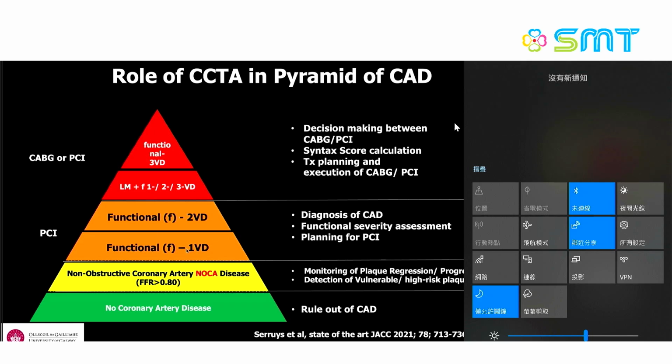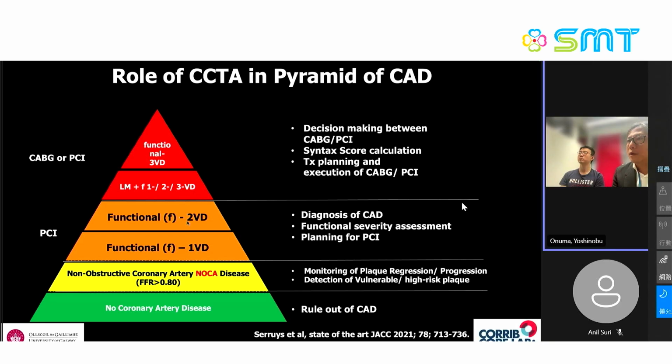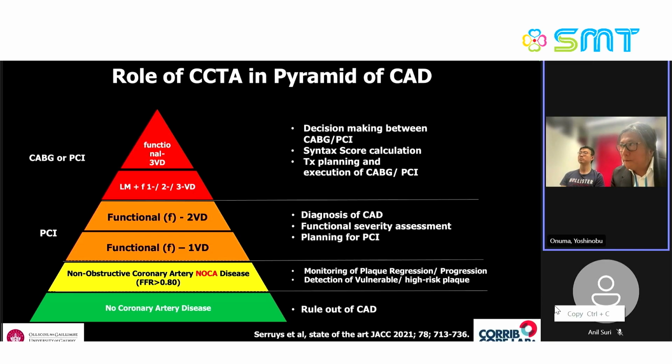Then we have one-vessel disease and two-vessel disease, the population that is the target of PCI. Of course, you can use CT for the diagnosis, but we can also look into the functional severity of the lesion stenosis, and use CT for planning the PCI. On top of the pyramid, there is the population with left main and three-vessel disease. Typically, those patients are treated either by CABG or PCI.